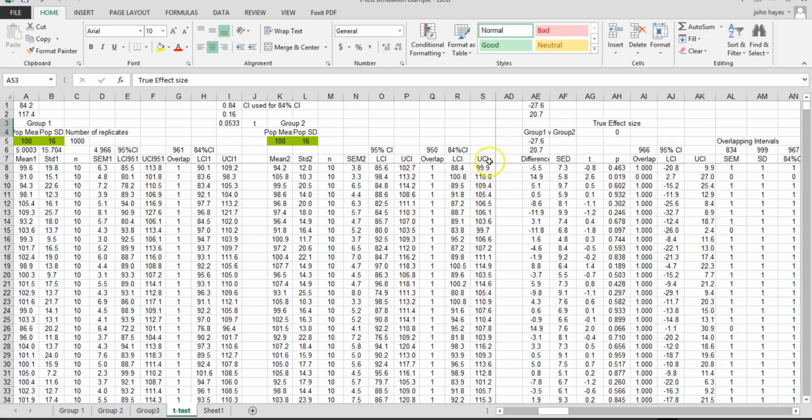I froze my panes right here so that you can see Group 1, Group 2, and the effects of the Group 1 versus 2 t-test. The difference between the means in this case is minus 5.5. So we take K8, Group 2, and we subtract from that A8, and we get a negative number. If we were to just do this study, we'd think, oh, well, they're different, they're minus 5.